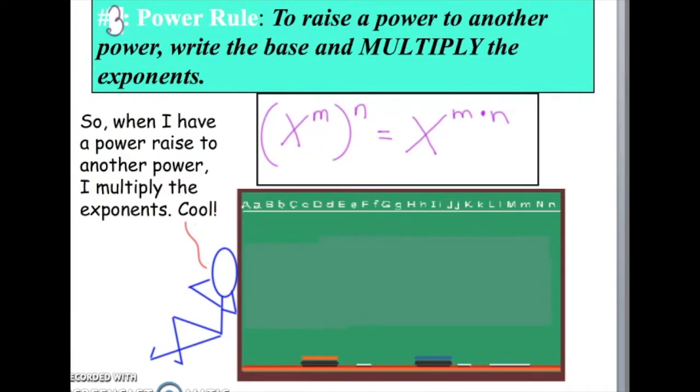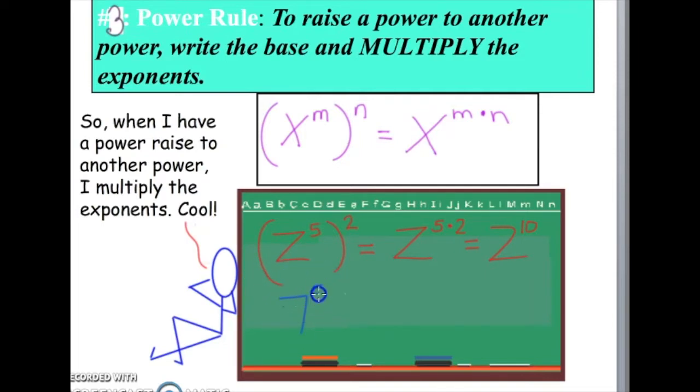Okay, let's follow up with some examples for the power rule. So our first example, z to the 5th power is being raised by the 2nd power. According to the rule, it says write out the base. So I'm going to write out my base and multiply the exponent. 5 times 2, which will equal z to the 10th power. Hope that makes sense. Let's try one more.